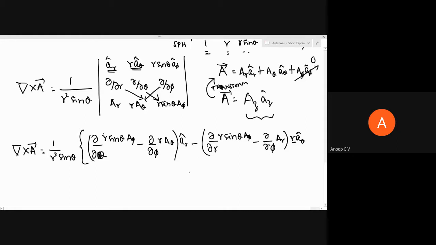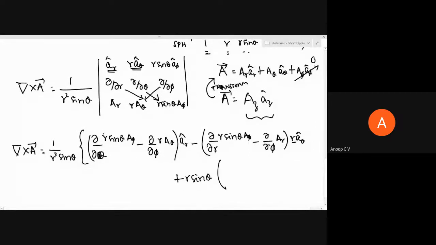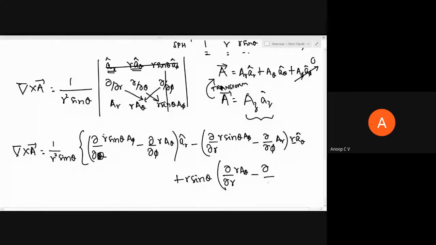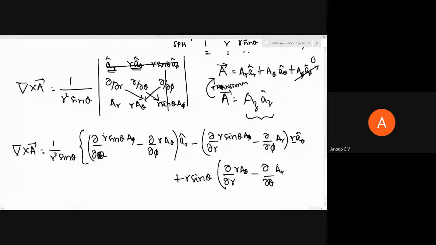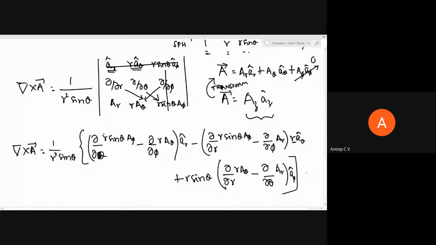So the last term again will be plus r sine theta times, this row and column you have to win, dou by dou r of r A theta minus dou by dou theta of A r. So this is the expression along A phi cap.